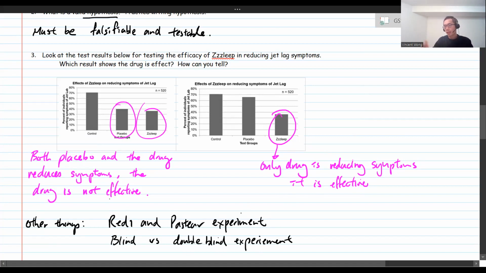Blind experiments, like the subjects don't know what they're receiving. In double blind, the person who's administering the test also does not know, right? So this helps minimize bias. So if I ask you, what are some of the measures that can be taken to minimize bias? Not only do you need a placebo, but you also need to make sure that the experiment is done in a double blind setting.